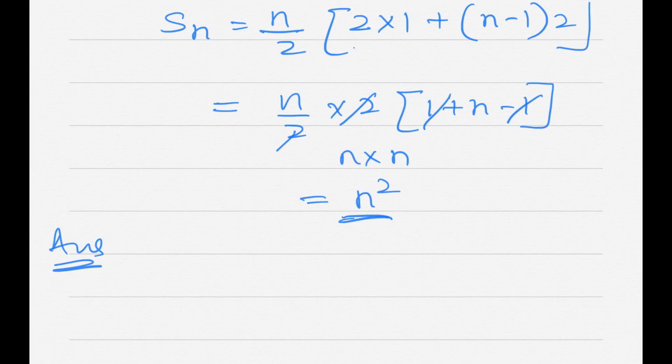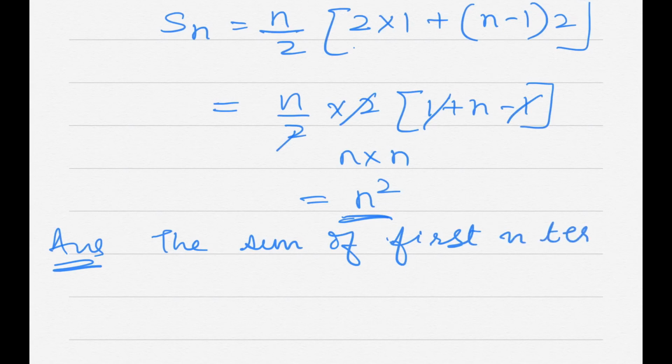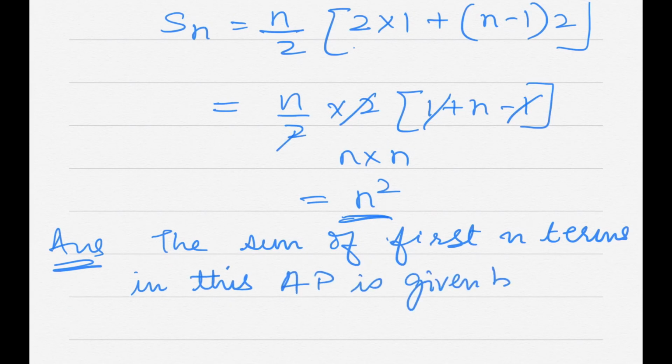What had they asked in the question? They had asked to find the sum of first n terms. So the sum of first n terms in this AP is given by n square.